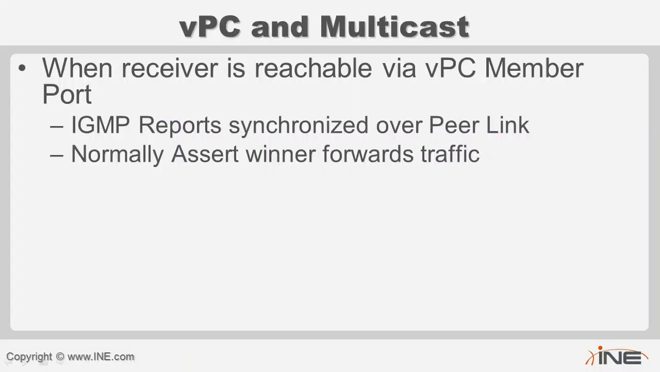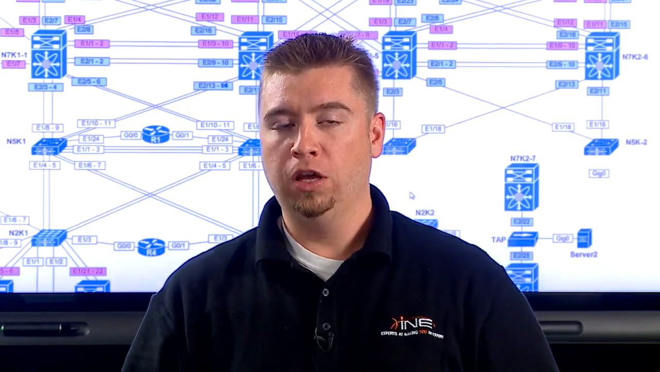Now normally, when the receiver is reachable via the downstream link, in regular multicast forwarding rules, let's say that we have two routers on the LAN segment and they're going to be forwarding the multicast feed downstream. Normally only one of them is going to be forwarding. And specifically in the case of PIM, this is known as the PIM assert winner. Normally the assert winner is going to be the device that has the lowest upstream IGP cost to the sending segment.